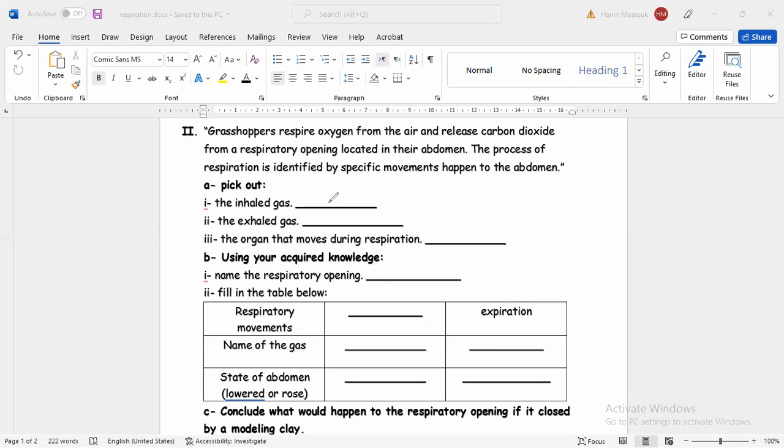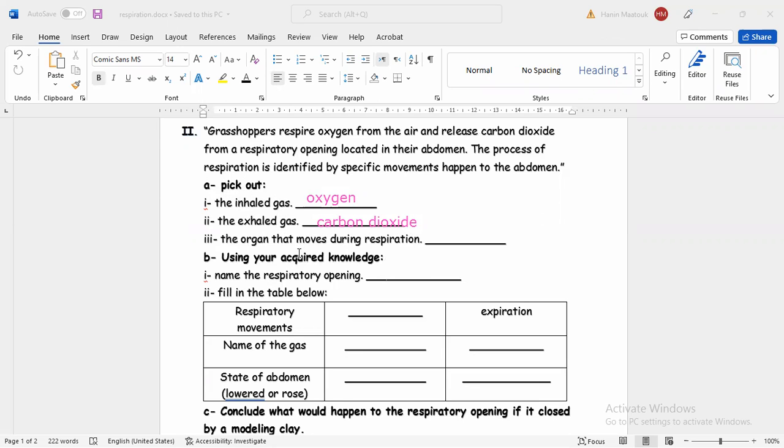The inhaled gas. Let's go back to the paragraph. It's in the first one. Respire oxygen from the air. So it takes oxygen and releases carbon dioxide. So the inhaled gas is the oxygen, and the exhaled gas, as you read here, release carbon dioxide, so it will be carbon dioxide. Now we are still with pick out because i, ii and iii are for part A, so all of them are pick out.